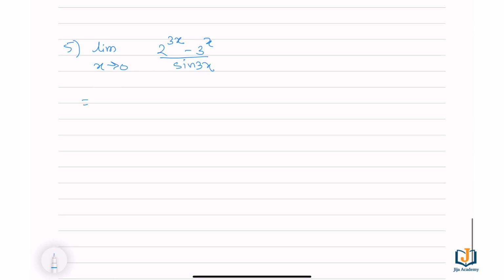Moving to the fifth problem. Fifth problem is limit x tends to 0, (2 to the power 3x minus 3 to the power x) upon sine 3x. So here limit x tends to 0, (2 to the power 3x minus 1) divided by sine 3x, minus (3 to the power x minus 1) divided by sine 3x.